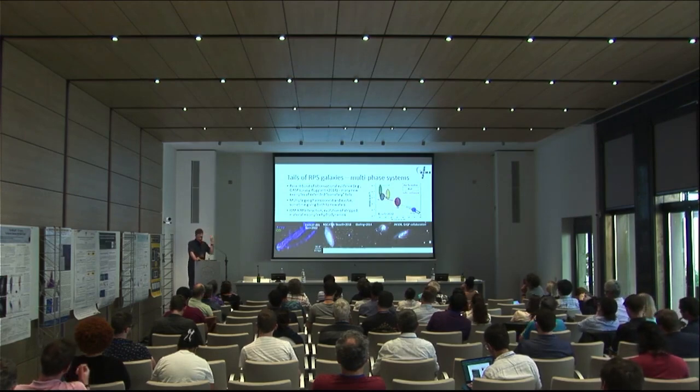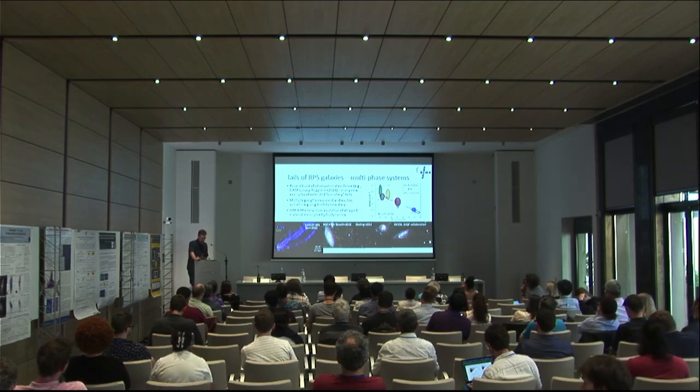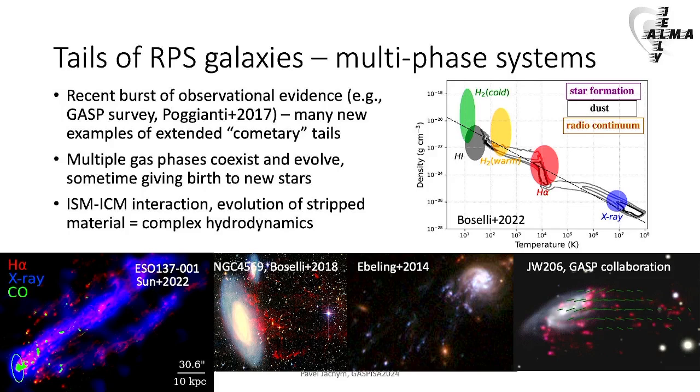As we already saw and discussed here, the tails of ram-pressure stripped galaxies are obviously multi-phase systems, and there has recently been a burst of observational evidence of new galaxies, of new tails, of various morphologies, extents and compositions. So I think this is a golden age of ram-pressure stripped galaxies.